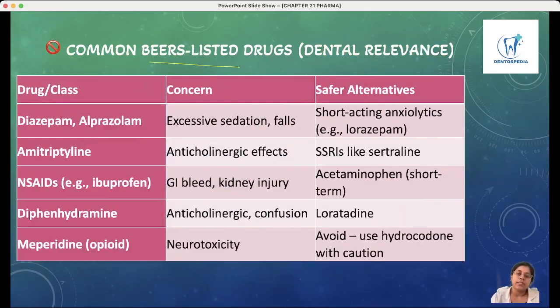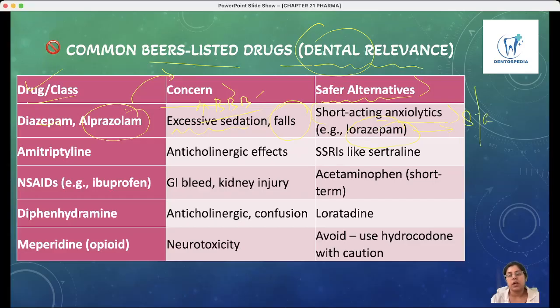Now, common Beer's-listed drugs, with dental prevalence, according to the drugs we use. The drug class is diazepam, alprazolam, which is the benzodiazepine class. The concern is excessive sedation due to increased blood-brain barrier permeability, and falls, because with increased CNS sensitivity the patient may fall. Safer alternatives can be short-acting anxiolytics like lorazepam. Short-acting is very important because you have to start low and go slow. This is just a mnemonic for your prescription in geriatric patients.